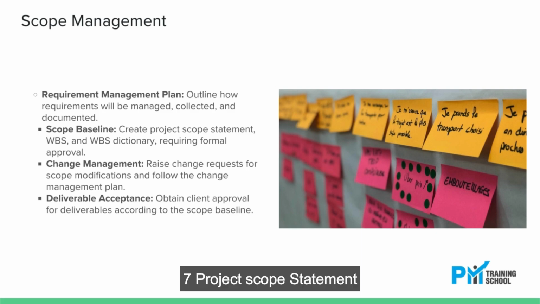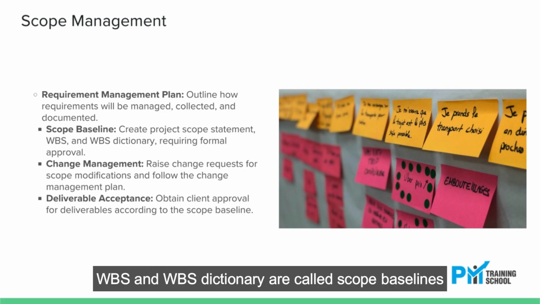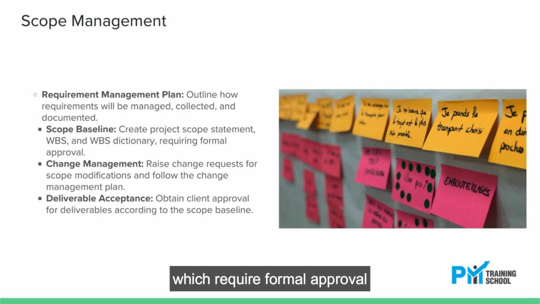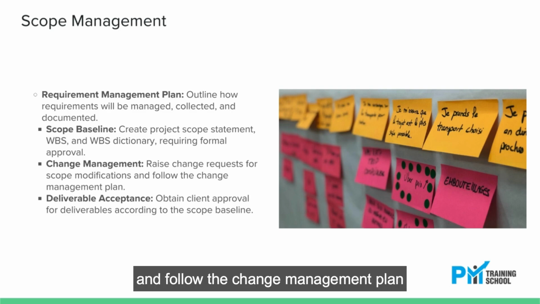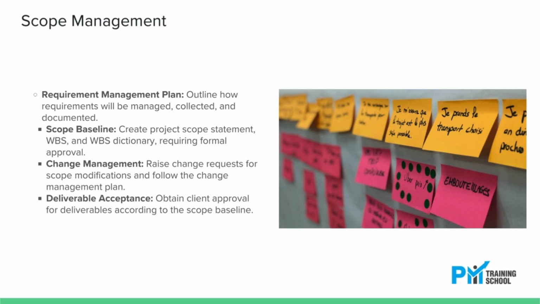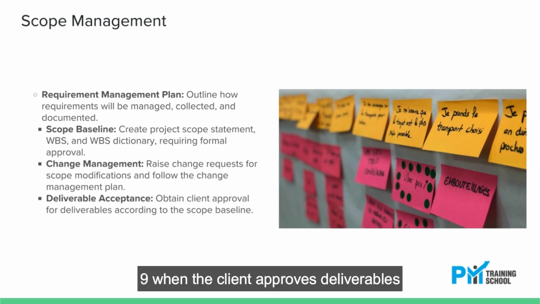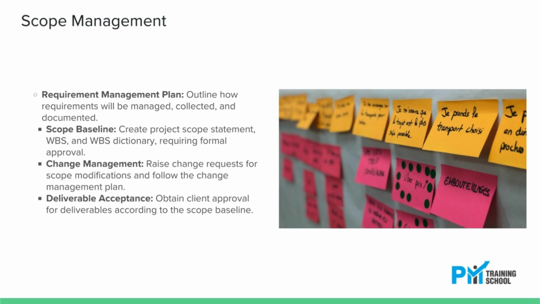7. Project scope statement, WBS, and WBS dictionary are called the scope baseline, which requires formal approval. 8. If you want to change scope, you have to raise a change request and follow the change management plan. 9. When the client approves deliverables according to the scope baseline, it is called validated or accepted deliverables.